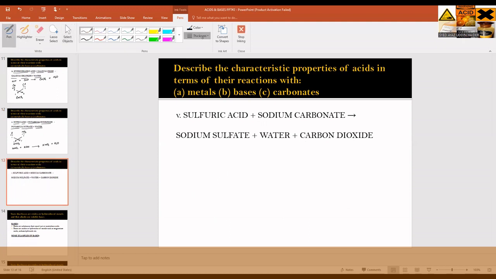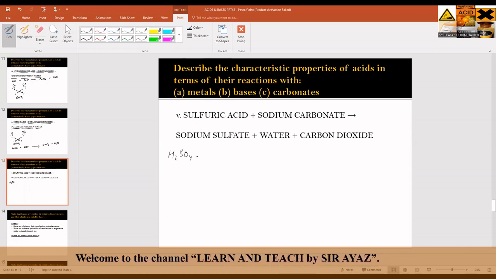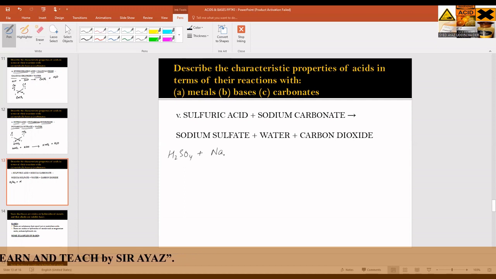Now this is the reaction between sulfuric acid and sodium carbonate. The products are sodium sulfate plus water plus carbon dioxide. I'm writing the formula for sulfuric acid, which is H2SO4. Sodium carbonate is Na2CO3. The product is sodium sulfate.